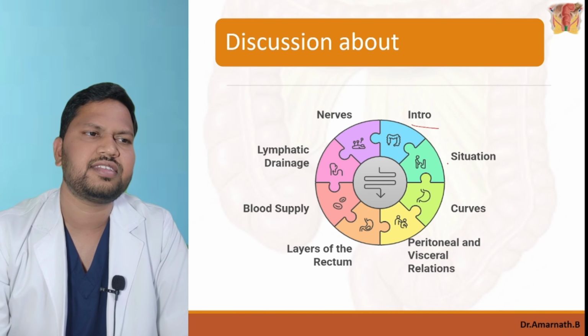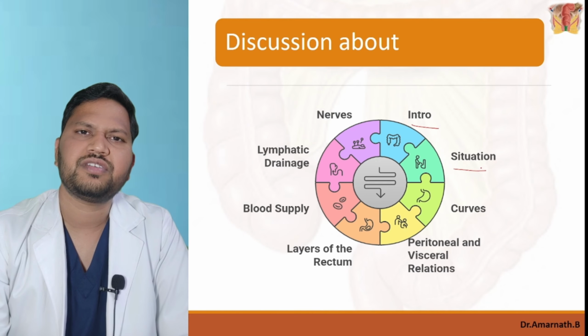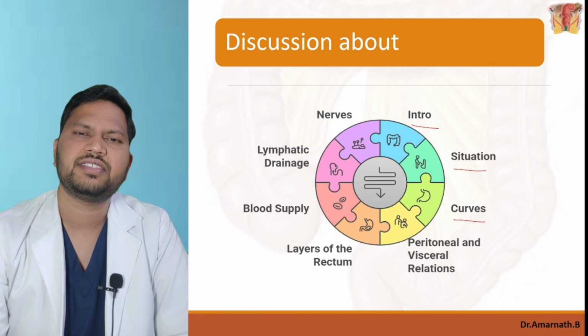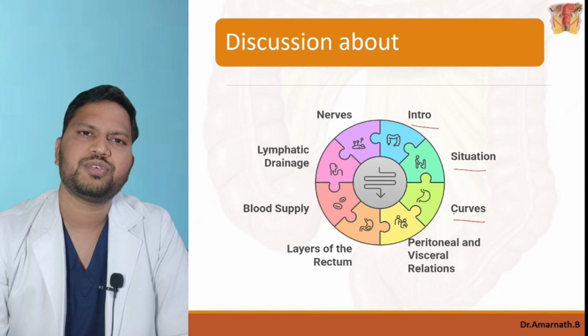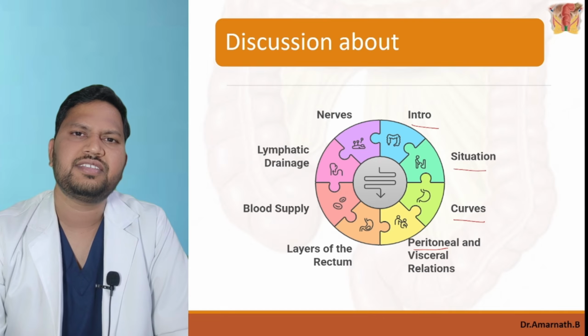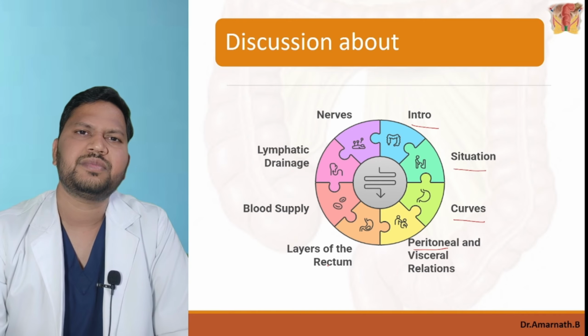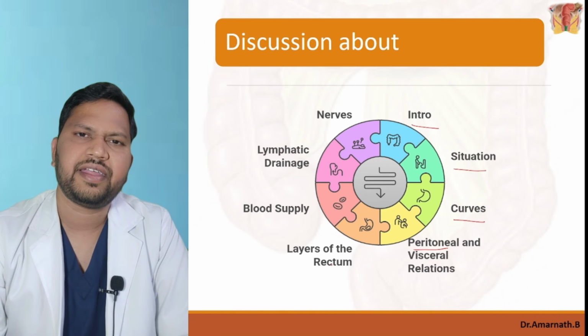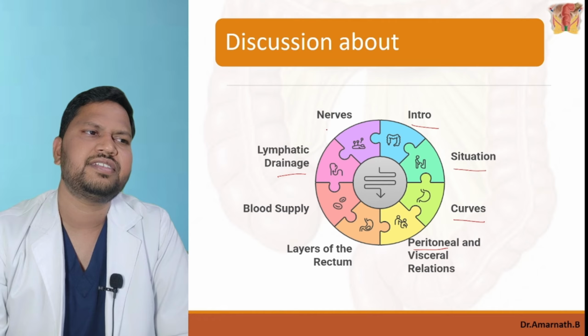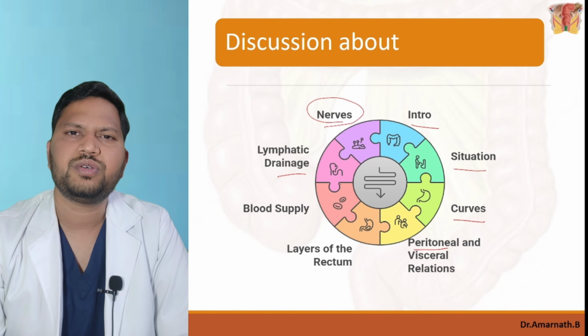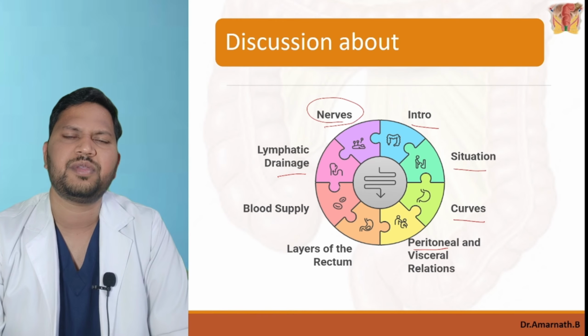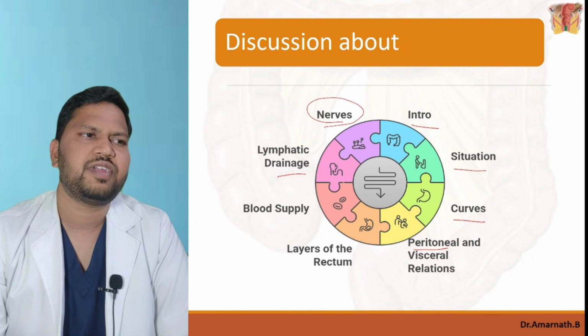We will discuss the introduction of the rectum and situation of the rectum, the curves, that is lateral curves and anterior-posterior curves, and the relations, that is peritoneal relations and visceral relations. In visceral also, the anterior and posterior relations we will discuss today, and the layers of the rectum and blood supply of the rectum, that includes arterial supply and venous drainage and lymphatic drainage and the nerves, and also the importance of the digital rectal examination. So all these things we will discuss today.